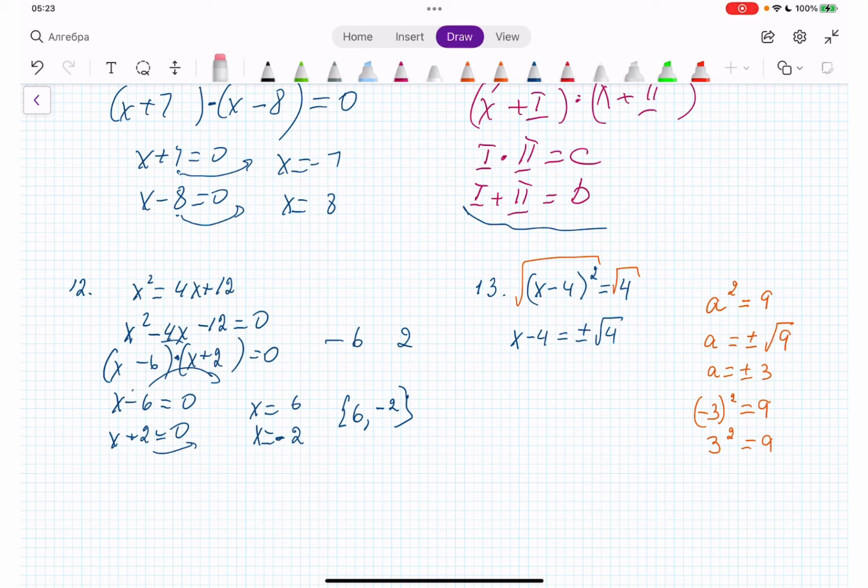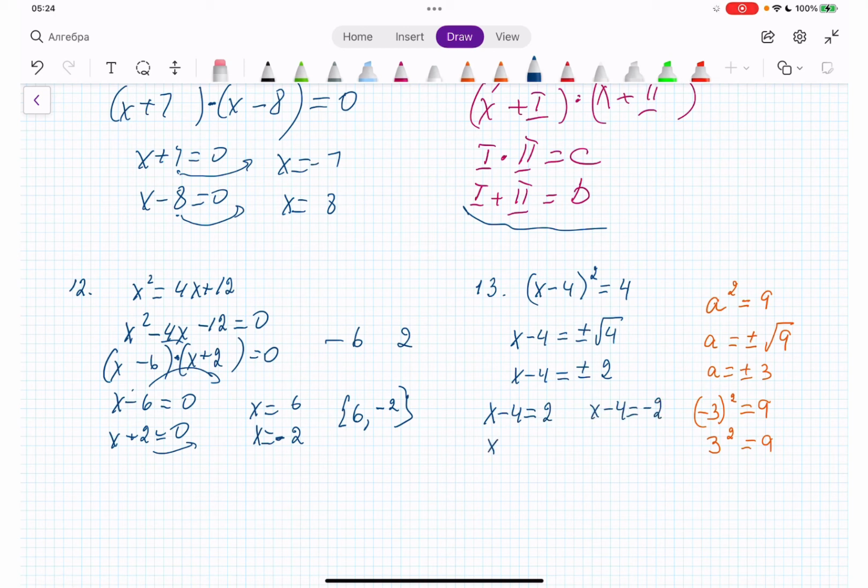Okay, so let me clean this. Practically x minus 4 comes out, and we will get plus minus square root of 4, which means x minus 4 is equal to, square root of 4 is 2, plus minus 2. And from here, we're going to have x minus 4 equal to 2 and x minus 4 equal to negative 2.